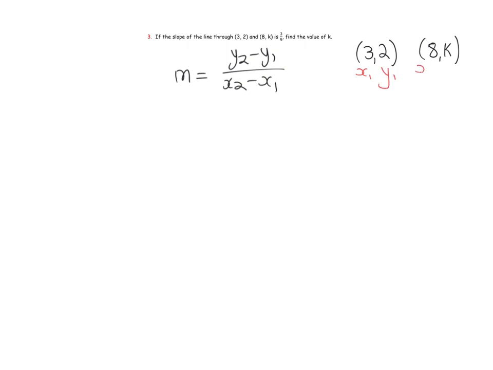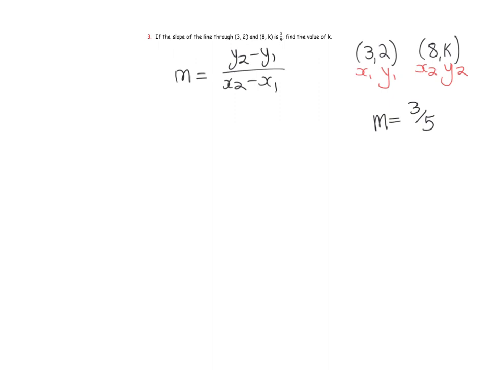The third question we have is: if the slope of a line through (3, 2) and (8, k) is 3 over 5, find the value of k. So the first thing we do here is we talk about the slope formula. The slope formula, m is equal to y2 minus y1 over x2 minus x1. So we have 2 points, we have (3, 2) and (8, k). Now I'm going to label these, so we have x1 and y1 and x2, y2. And we also have that m, which is the slope, is equal to 3 over 5.